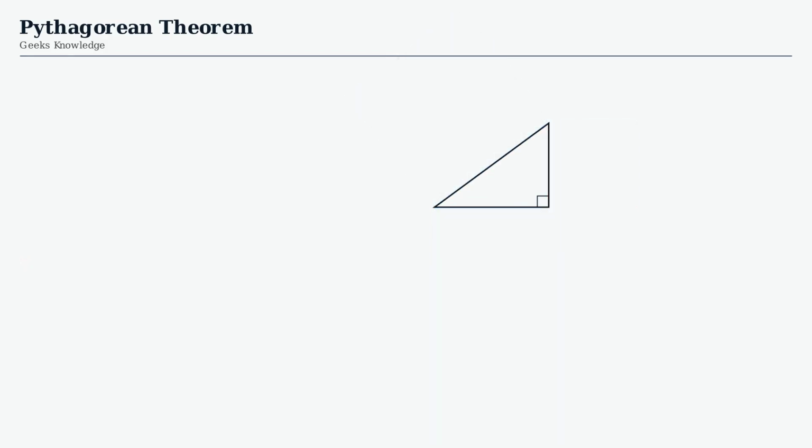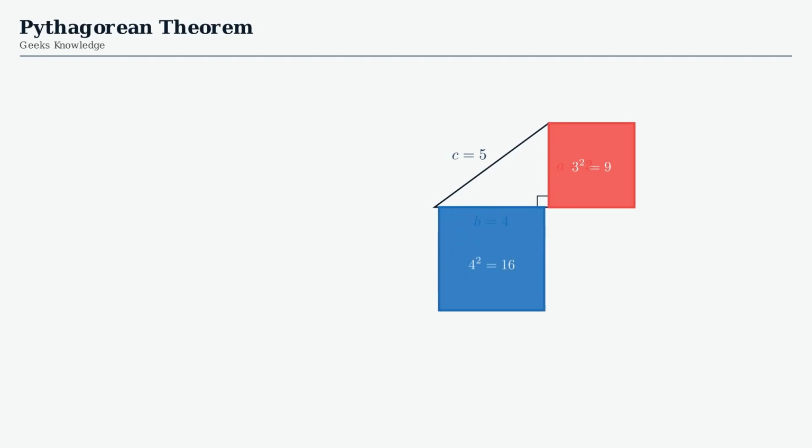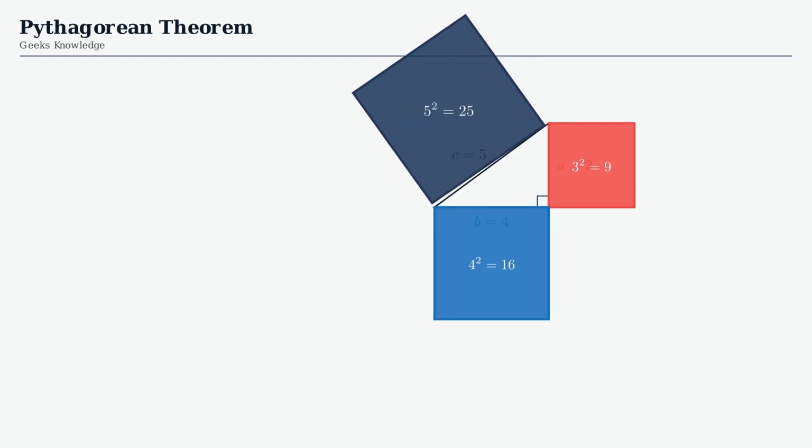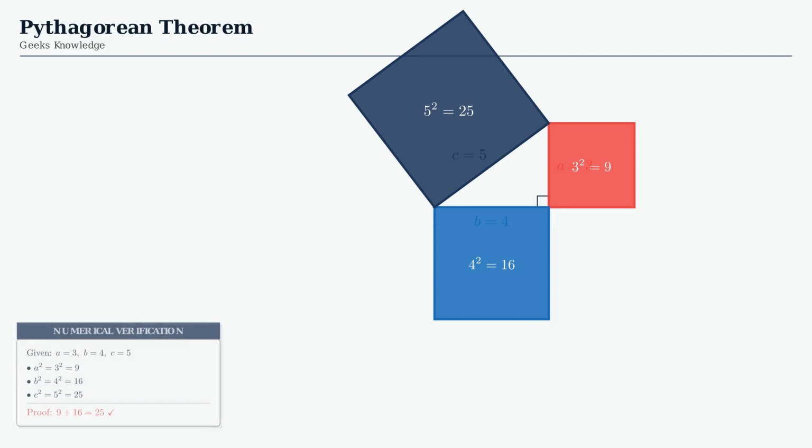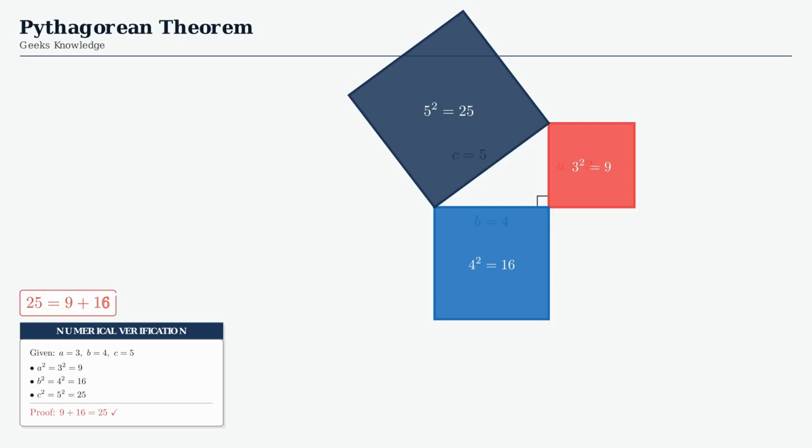Now let us apply real numerical values to see this theorem in action. Suppose perpendicular a equals 3, base b equals 4, and hypotenuse c equals 5. The area of side a square is 3 squared, which is 9. The area of side b square is 4 squared, which is 16. And the area of hypotenuse square is 5 squared, which is 25. Substituting these values into our formula gives 9 plus 16, which perfectly equals 25. This confirms that the Pythagorean theorem holds true for all right-angled triangles.